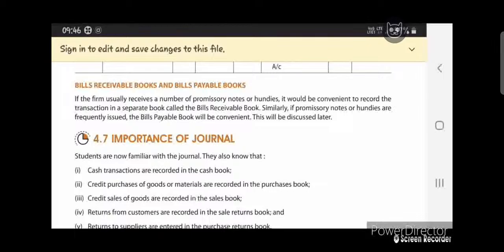So if a company receives a number of promissory notes, it will be convenient to record the transaction in a separate book, and that separate book is called the bills receivable book. Similarly, if promissory notes or bills are frequently issued, the bills payable book will be convenient. If we issue bills, the amount that we have to pay, it is called the bills payable book.